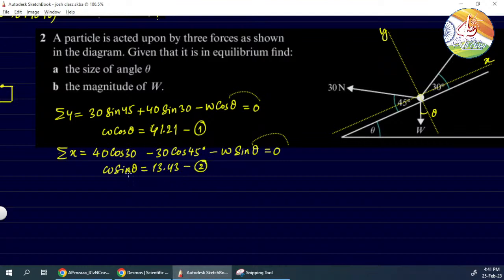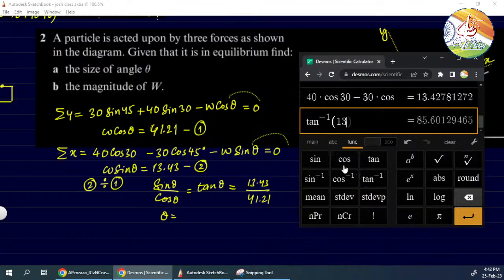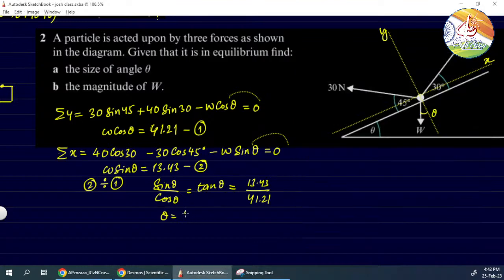So once again we have it in W sine theta, W cos theta format. So this time let's do equation 2 divided by equation 1, because we want tan theta, no? Yes. So W gets cancelled, we get sine theta by cos theta, that's nothing but tan theta. This is on the left side. On the right side we get 13.43 divided by 41.21. So theta will be tan inverse of this. What do we get? So tan inverse of 13.43 divided by 41.21, that's 18.05 degrees. So now we have the theta value.